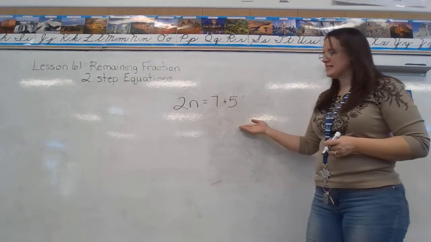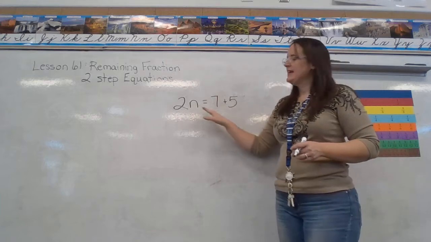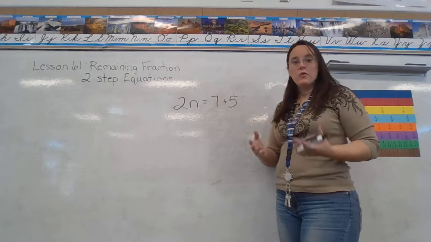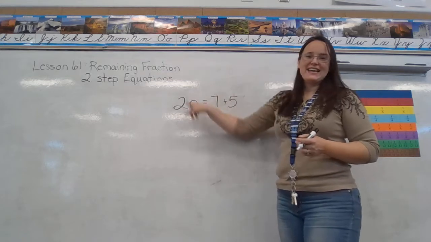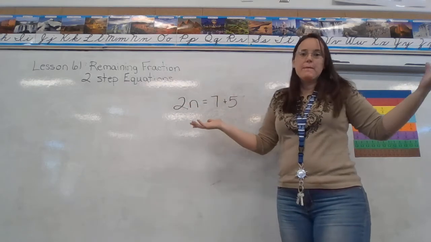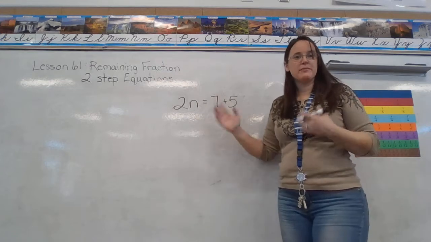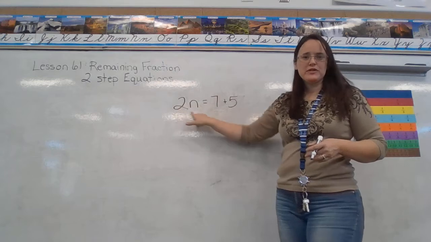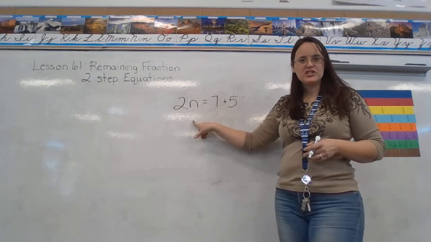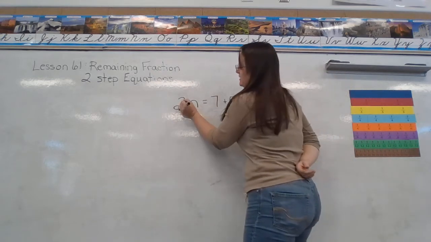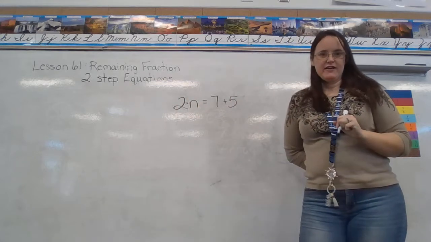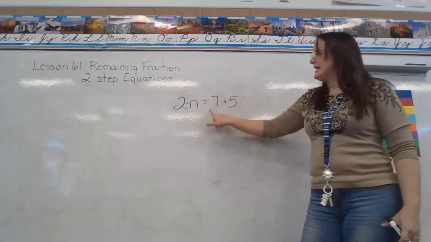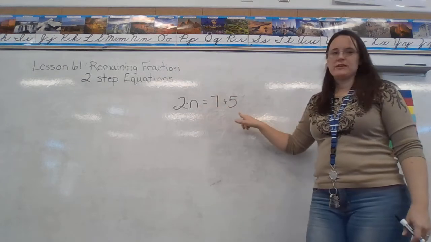So here's our first example. It says 2n equals 7 plus 5. What this means is n stands for something, some number. We don't know what it is yet, but we're going to figure it out. 2 times, remember when you have a letter and a number next to each other, there's like an invisible little multiplication sign in there. So it means 2 times some number is equal to 7 plus 5.